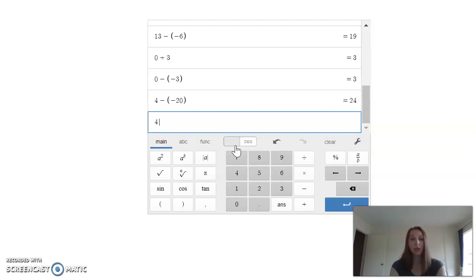Keep my first integer, change my subtraction to adding, and change my negative to a positive, so it would be 4 plus 20, which is 24. 24 what? 24 degrees Fahrenheit. Okay? You should be able to complete O on your own.